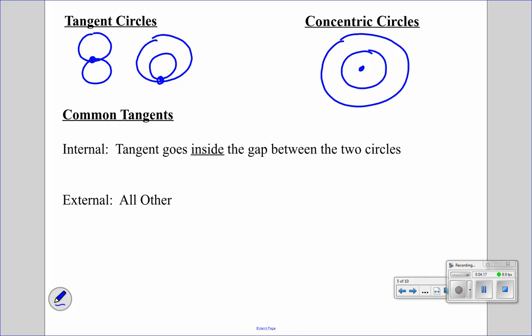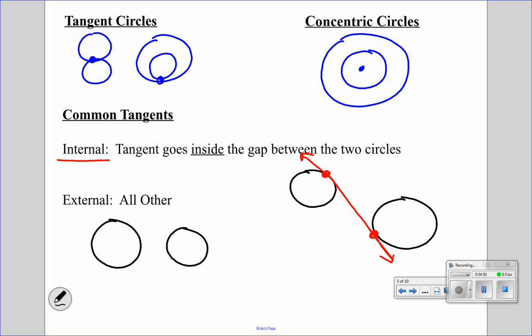Now, we can have some common tangents between two circles. So if I were to draw two circles, a common tangent touches each circle once, but touches both circles. So an internal tangent goes inside that gap between the two circles, and if you notice, this tangent touches each circle at one point, and it touches both of them. And it goes through the gap, so it's internal. An external tangent goes on the outside, so either on the top or the bottom. So that's an external tangent.